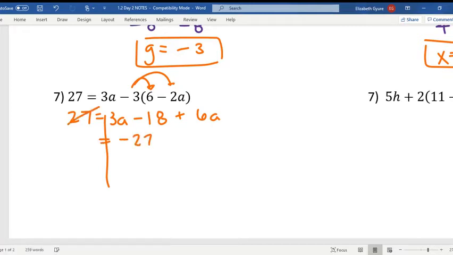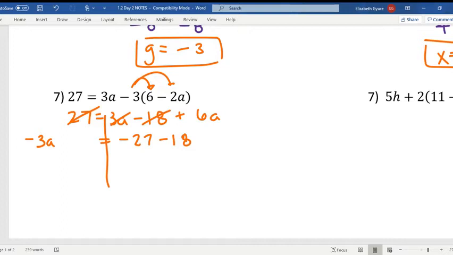So my 27 is moving. 3a, now we're on our number side. Does 3a belong on our number side? No. Move it, switch it from a positive to a negative 3a. Okay. Negative 18, is it good on the number side or should it move? It's going to stay exactly where it is.